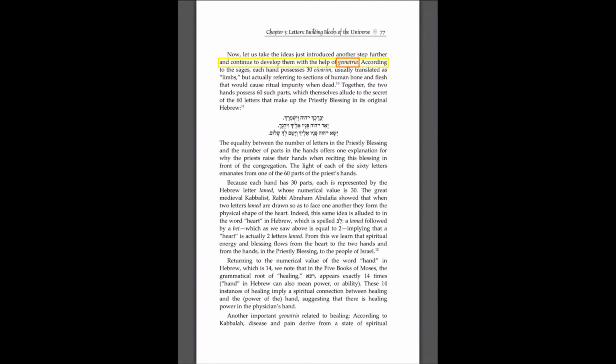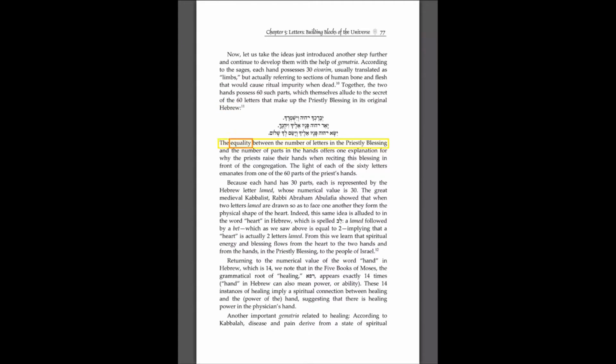of gematria. According to the sages, each hand possesses 30 ibrim, usually translated as limbs, but actually referring to sections of human bone and flesh that would cause ritual impurity when dead. Together, the 2 hands possess 60 such parts, which themselves allude to the secret of the 60 letters that make up the priestly blessing in its original Hebrew.